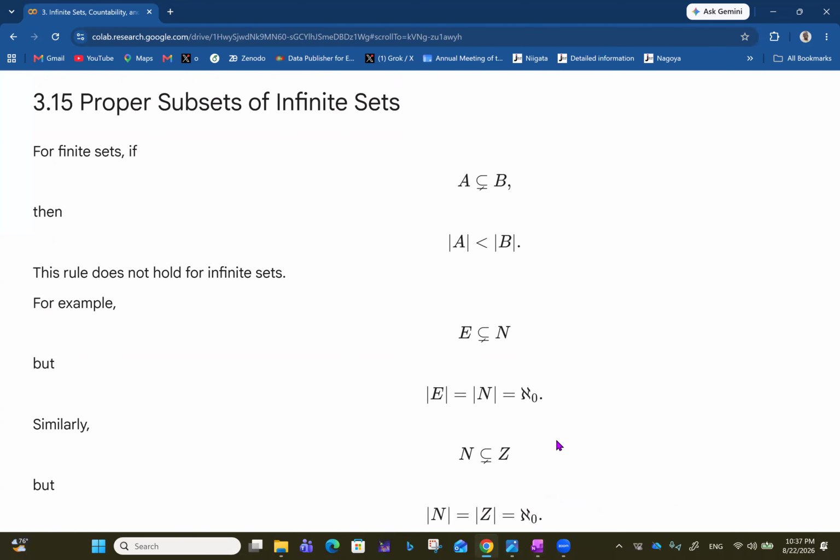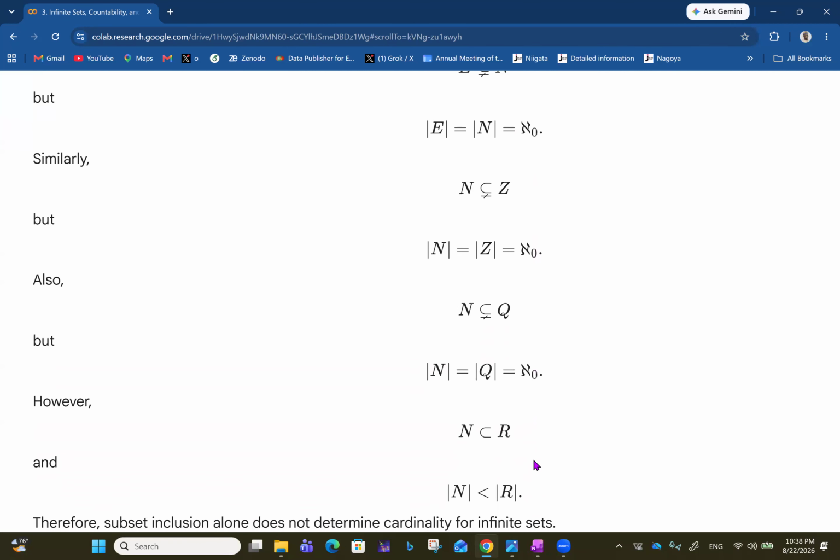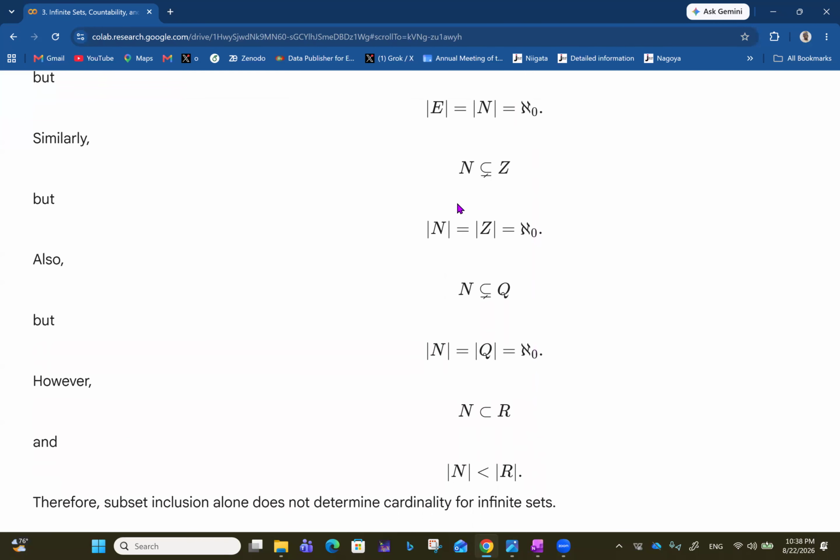So, proper subsets of infinite sets now. For finite sets, if A is a proper subset of B, then the cardinality of A is less than the cardinality of B. Sure. But this rule does not hold for infinite sets. For example, the set of even natural numbers is a proper subset of the natural numbers, but their cardinality is the same, aleph 0. Similarly, the set of natural numbers is a proper subset of the set of integers, but their cardinality is also aleph 0. The same happens for natural numbers and rational numbers: natural numbers are a proper subset of rational numbers, but their cardinality is also aleph 0.